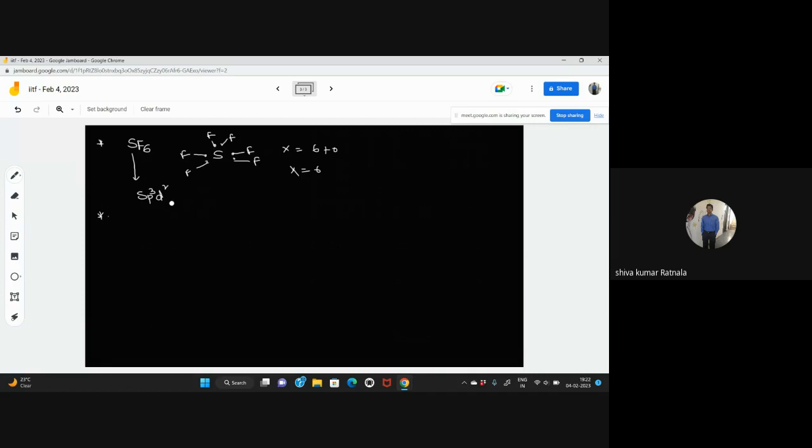So here, the note point is. And what is the shape of sp3d2, sir? Octahedral, no? Square pyramidal or square planar, sir? Octahedral. If we have lone pairs, then it will become square planar or square pyramidal, no?